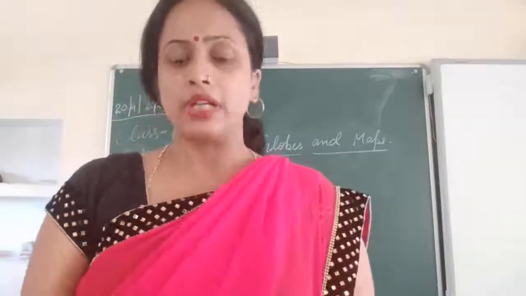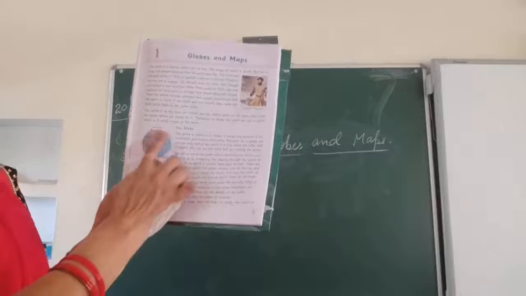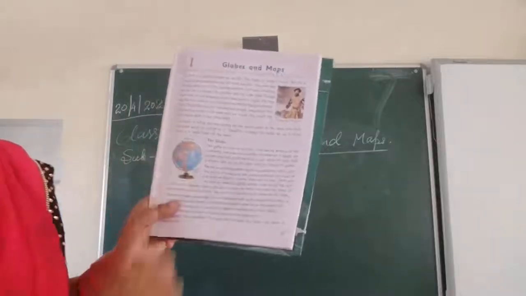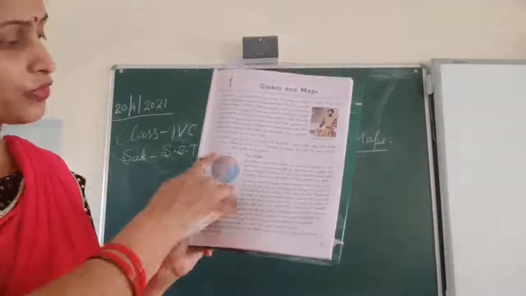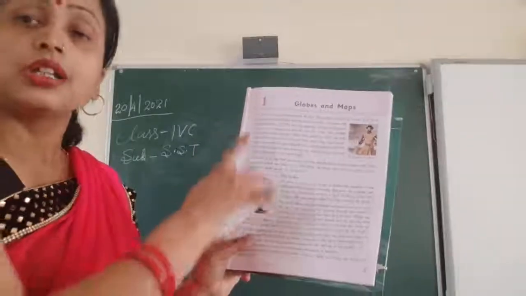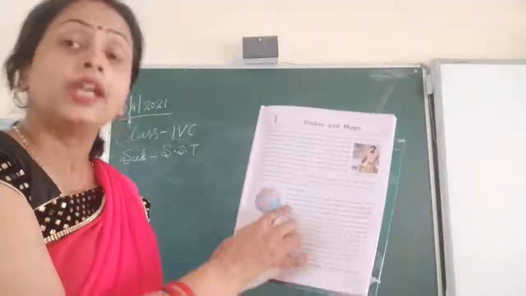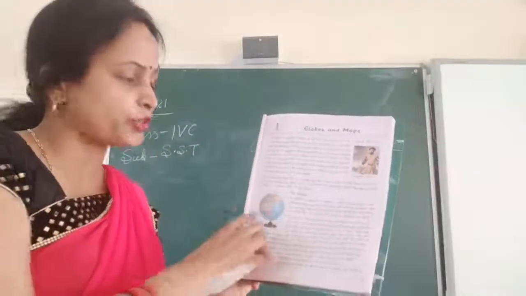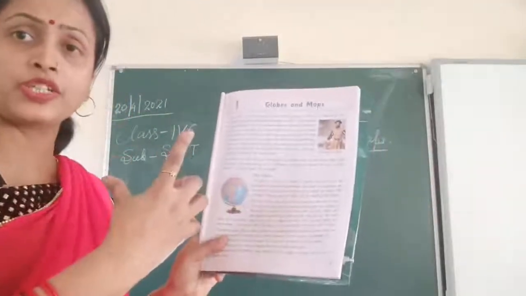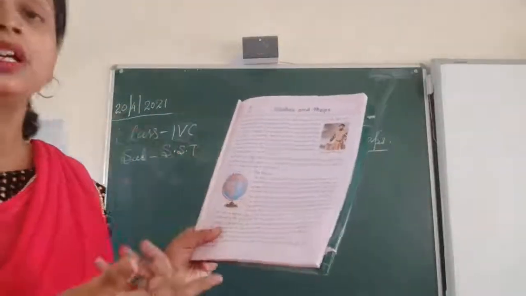And the globe is in a spherical shape. You see the shape of the globe. It has two poles, that is, north pole and south pole, and it is spherical in shape. It is a small model of the earth, and it represents the earth. It spins also, so that we can know the places.